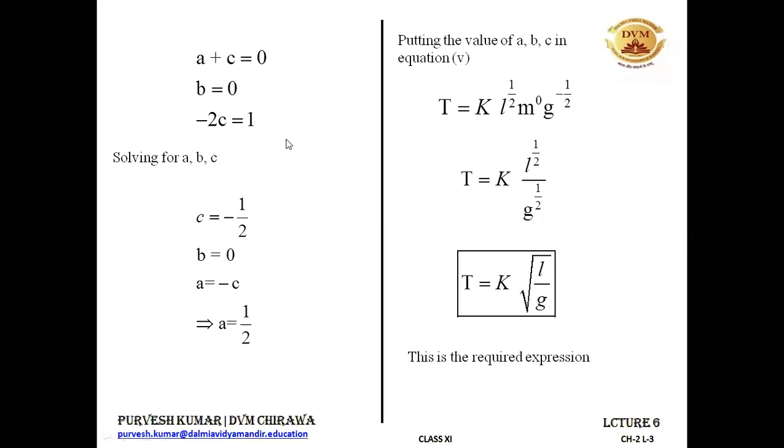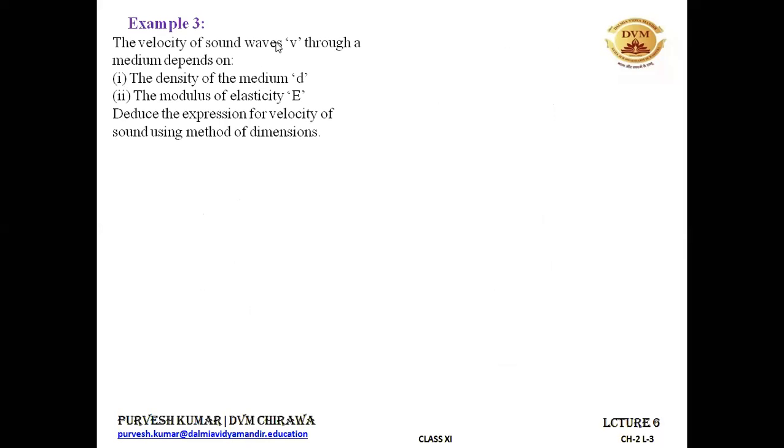This is example number 3. It says the velocity of sound wave, small v, through a medium depends on the density of the medium, that is small d, and the modulus of elasticity, that is capital E. We need to deduce an expression for the velocity of sound using the method of dimension. All right. Here the velocity v depends only on 2 quantities. Earlier we were having quantities that depended on 3 factors, but here only 2 factors are given. So we'll be solving it for 2 factors only.